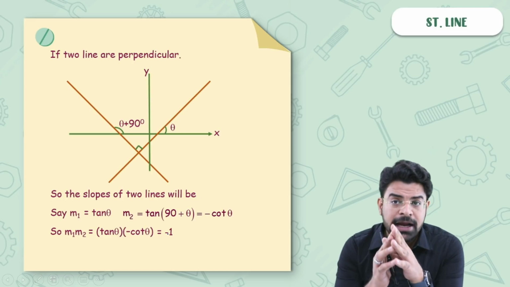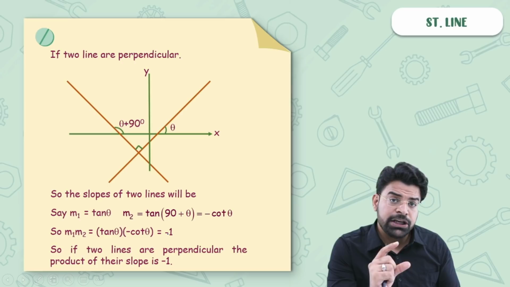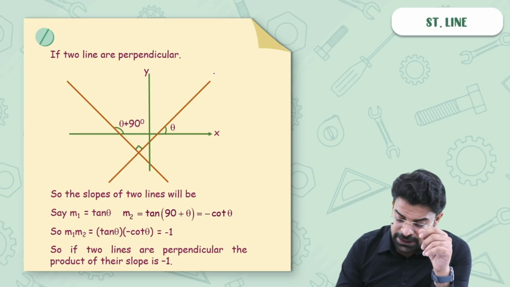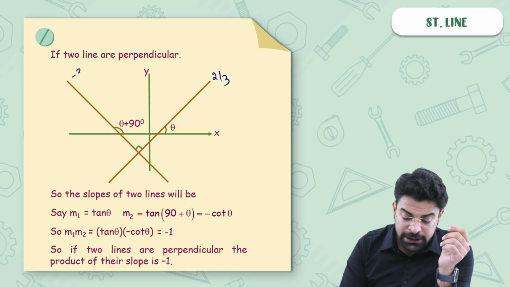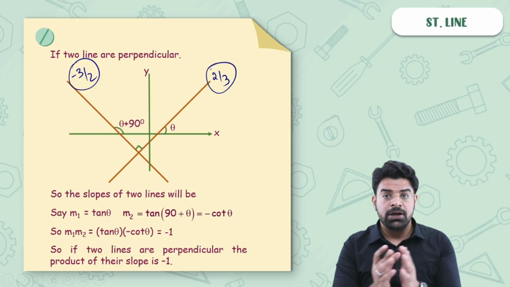So remember that if two lines are perpendicular, then the multiplication of their slopes is minus 1. Let's say the first line has a slope of 2 by 3. Then the slope of the second line will be minus 3 by 2. The multiplication of their slopes should be equal to minus 1.